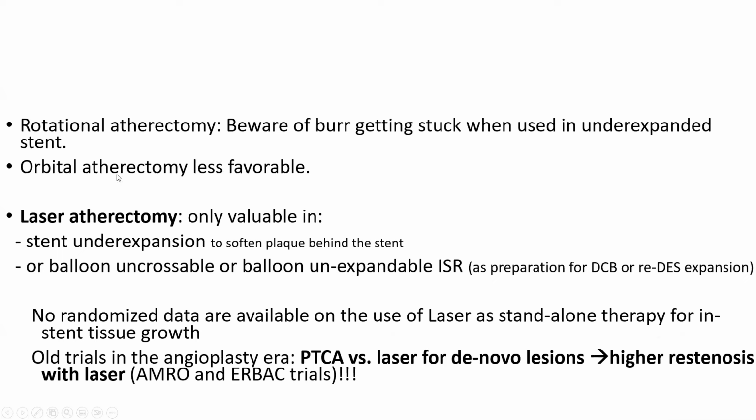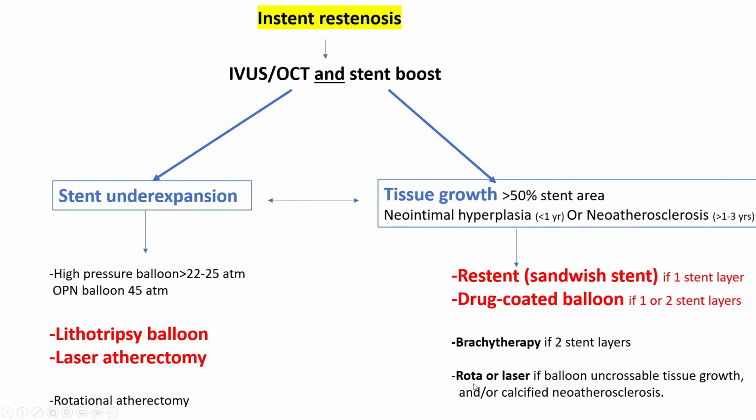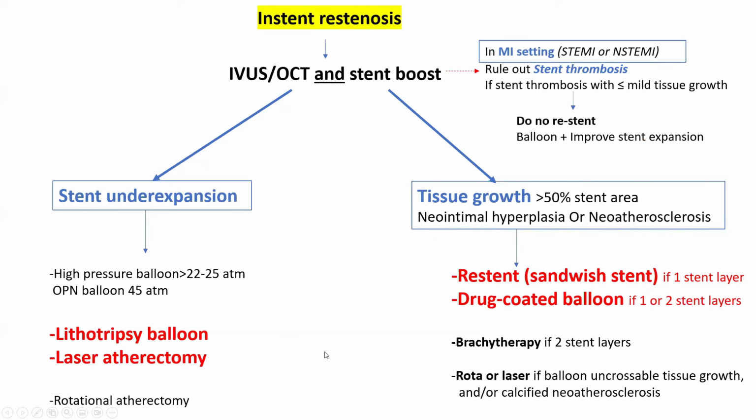Now, what is the role of rotational atherectomy in in-stent restenosis? As I mentioned, rotational atherectomy is mainly used for stent underexpansion that doesn't yield with lithotripsy or laser. The other case where it's used is in-stent tissue growth that is heavily calcified or that cannot be crossed with a balloon. You consider in those cases laser or rotational atherectomy.